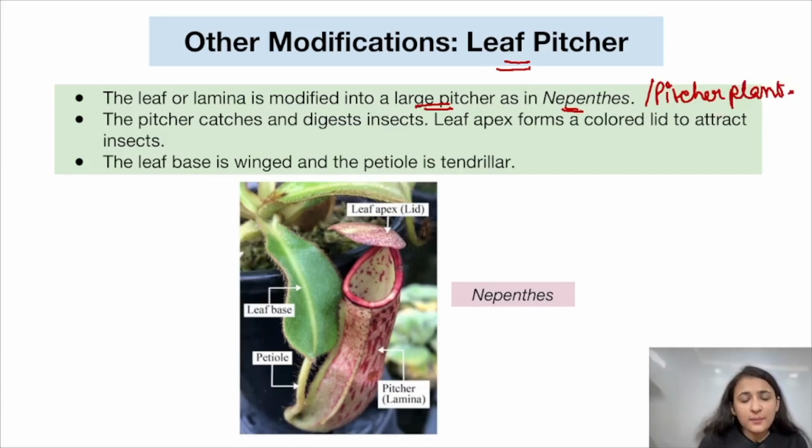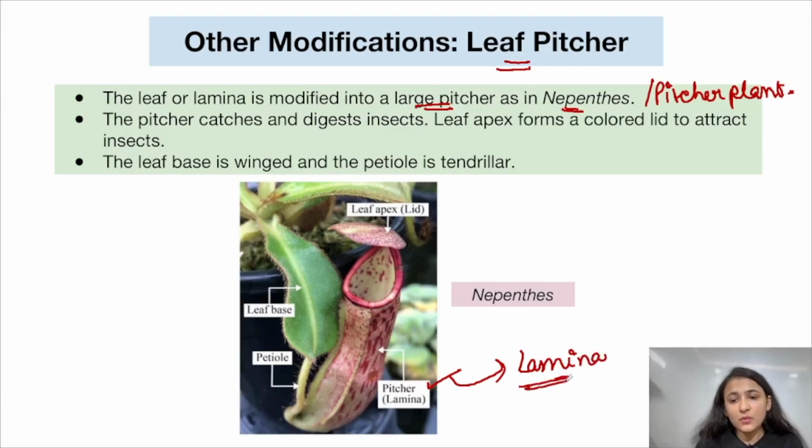So this is the image of the Nepenthes plant. You can see here this kind of structure is present in the Nepenthes plant. This structure is known as the pitcher. It is what? It is the modification of the lamina of the leaf. Okay, the lamina part of the leaf or the blade part has modified itself into this pitcher or vessel-like structure.